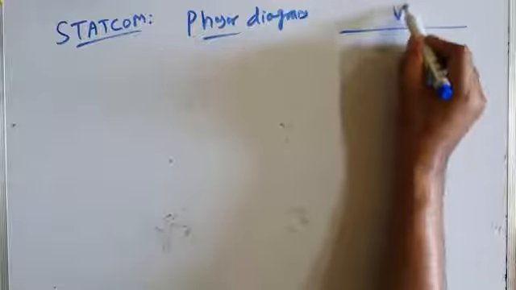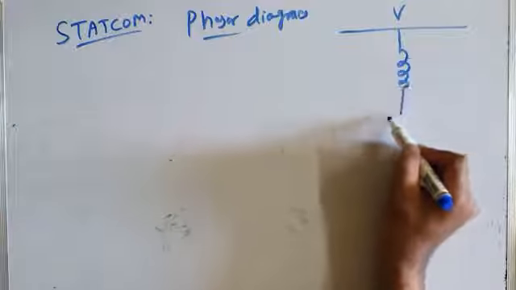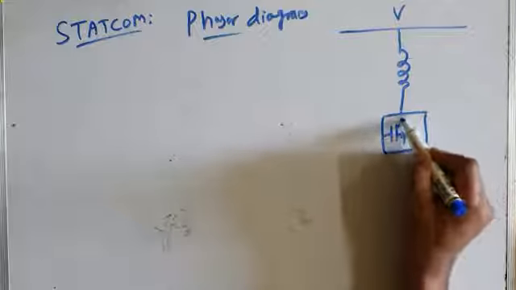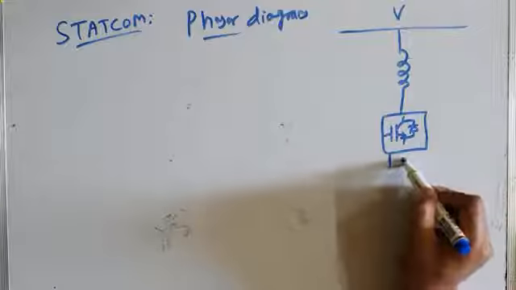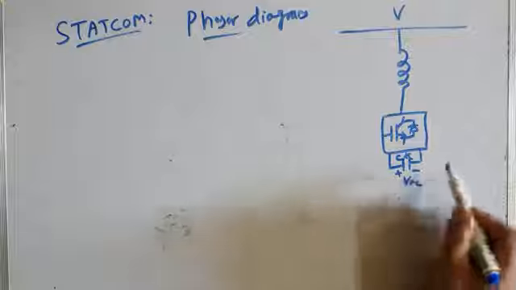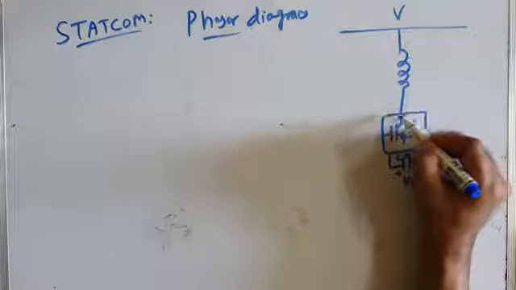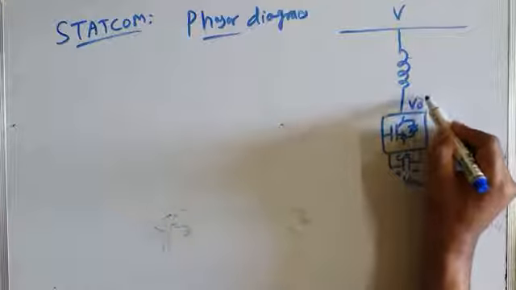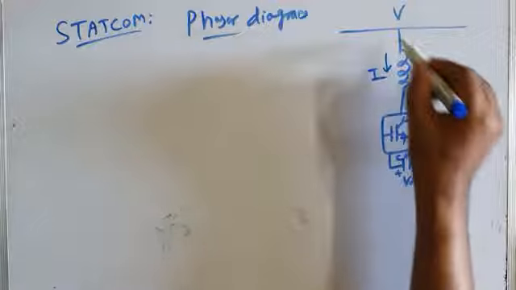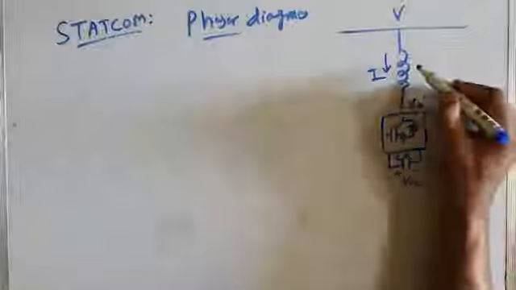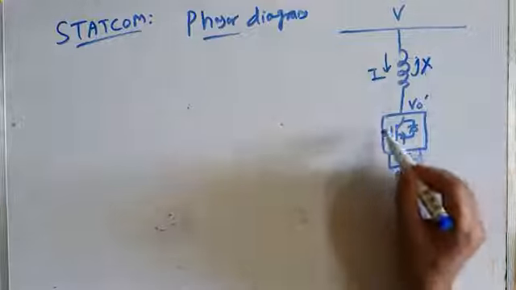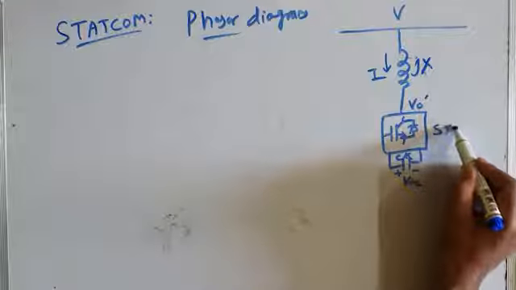So this is the schematic diagram. This is my STATCOM converter. It may be a two-level voltage source inverter or a multi-level voltage source inverter, with DC bus capacitance CDC and DC bus voltage VDC, and the AC inverter output voltage is, let's say, V0 dash, and the AC bus voltage is V. The current between the AC bus and inverter is I, and the interface reactance is jX.